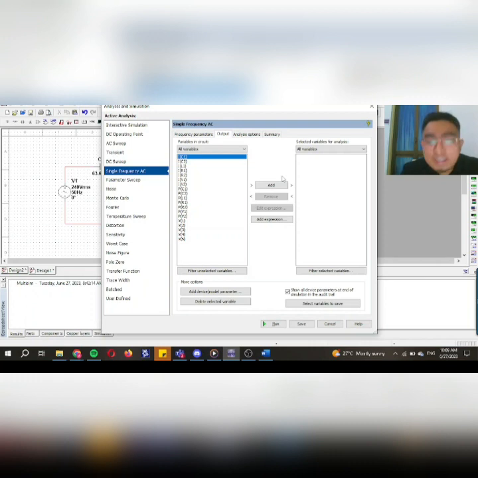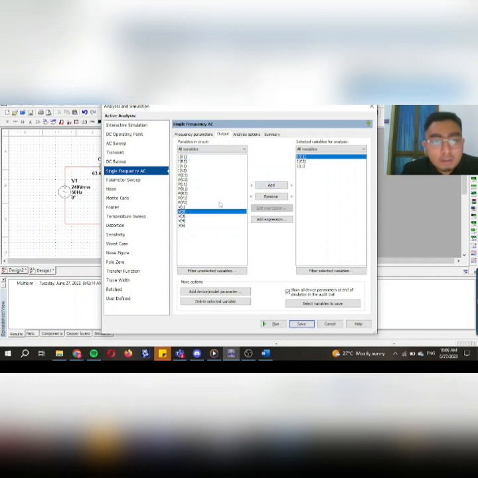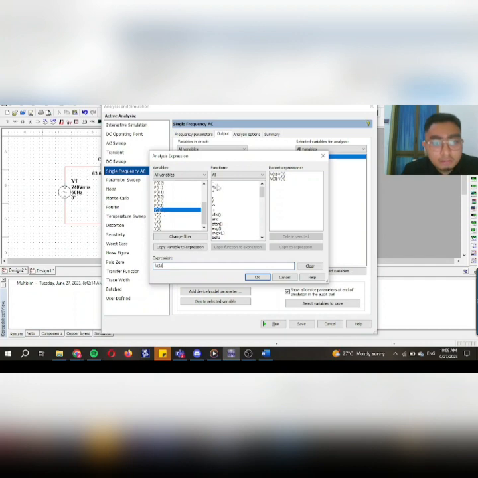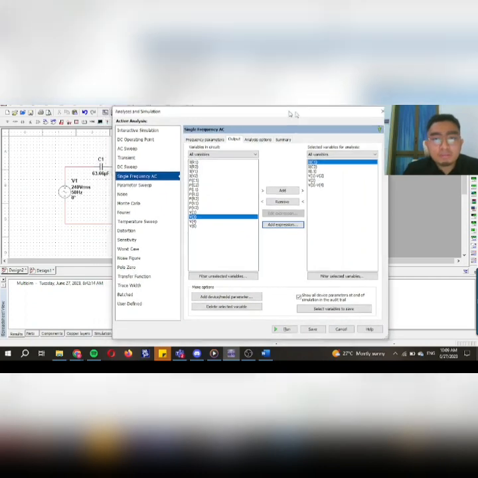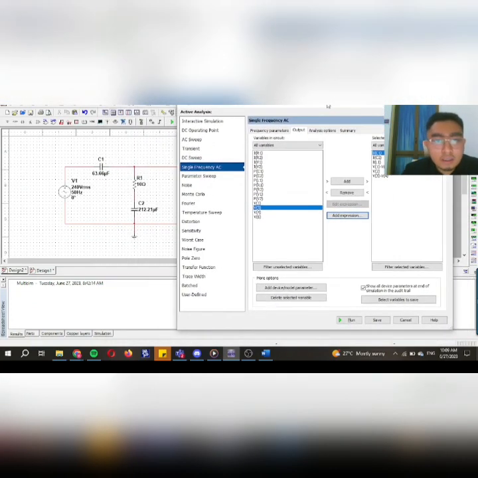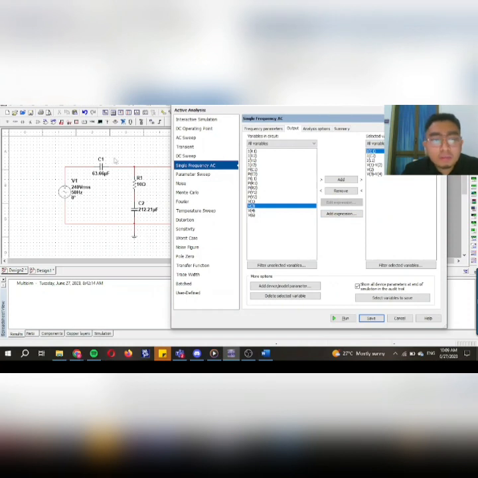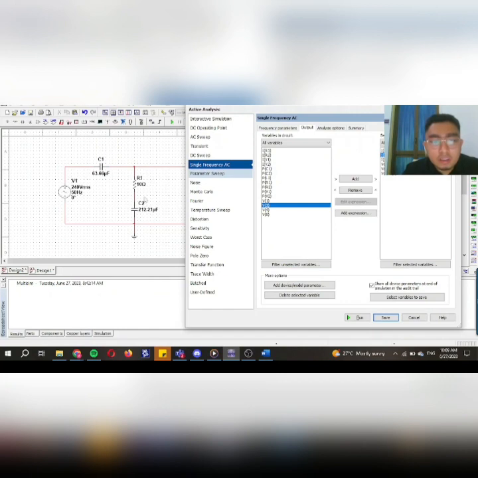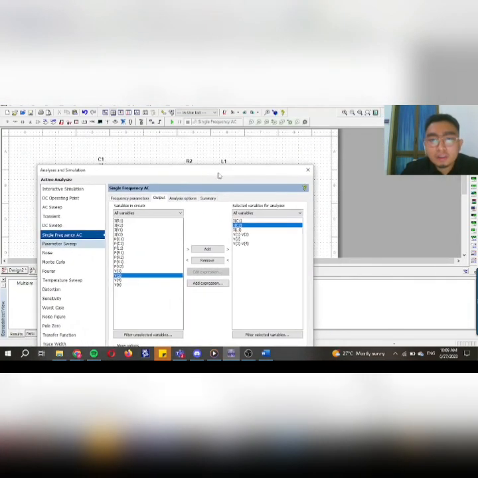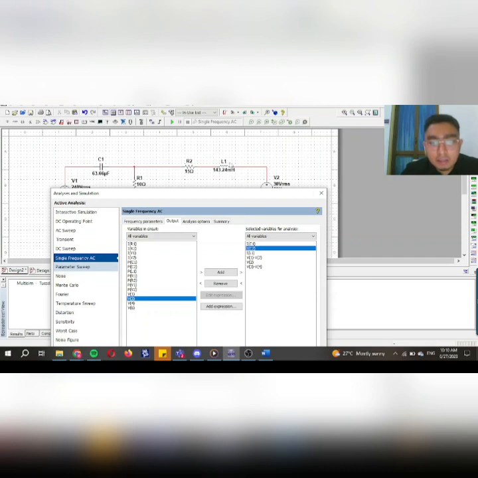So here we add IC1, IC2, IL1, V2, and we add expressions V1 minus V2 and another one, V3 minus V4. Let me explain to you. The variable IC1 is what we use to find the current for this capacitor, C1. IC2 we use to find the current on the capacitor at the load, here, C2. And IL1 is the variable we need to use to find the current on this inductor, L1.